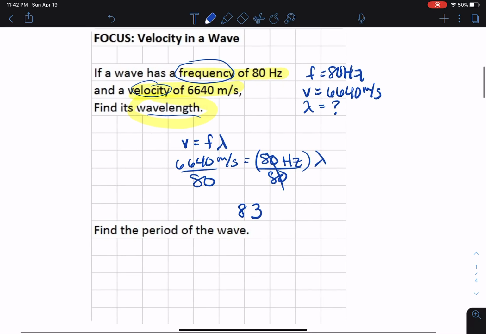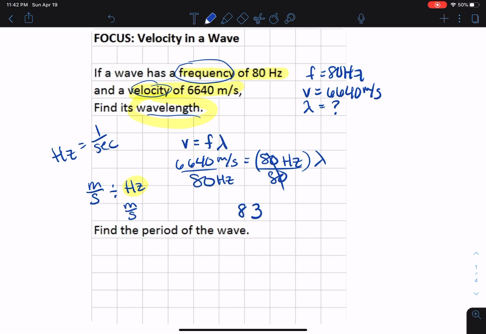So that's a really good question. So meters per second divided by hertz. Now, it's going to be helpful if you can remember what hertz really equals. Hertz is a fancy way of saying 1 over seconds. So we can rewrite this to be meters divided by seconds divided by 1 over seconds.